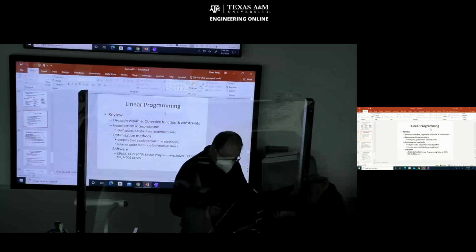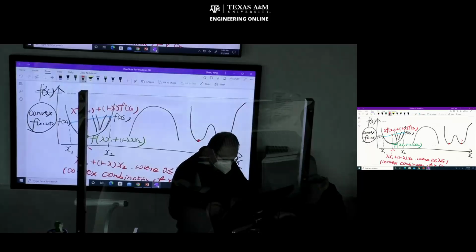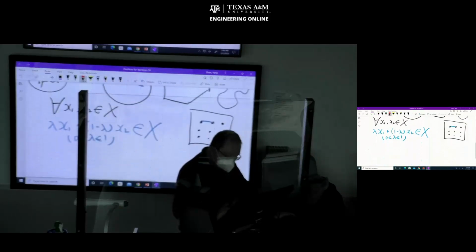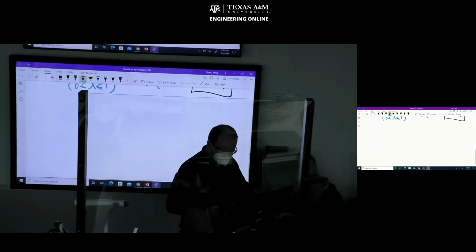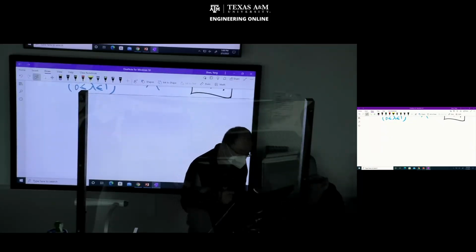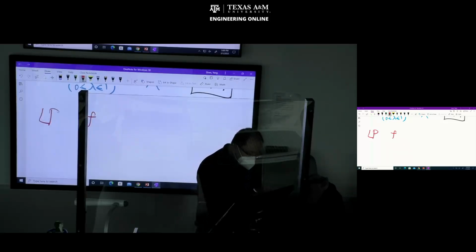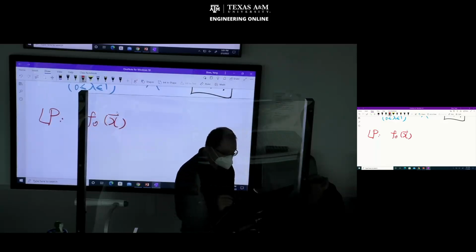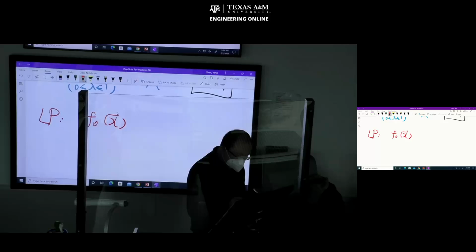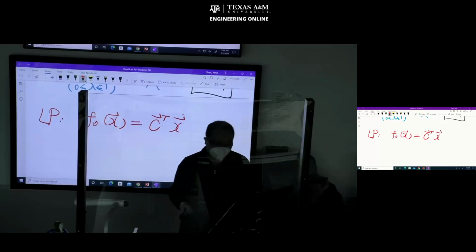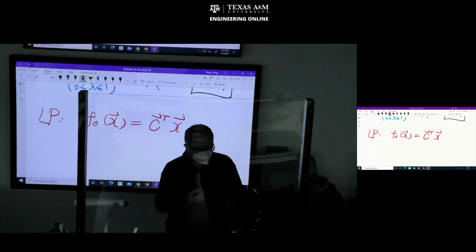So let's try to interpret it, okay? And look at the feasible space. Let's use a two-dimensional one, okay? So what are the constraints? So again, linear programming: F0 of X, remember X is a vector. C is a vector, a column vector. I take the transpose, then it's an inner product. So it's linear.